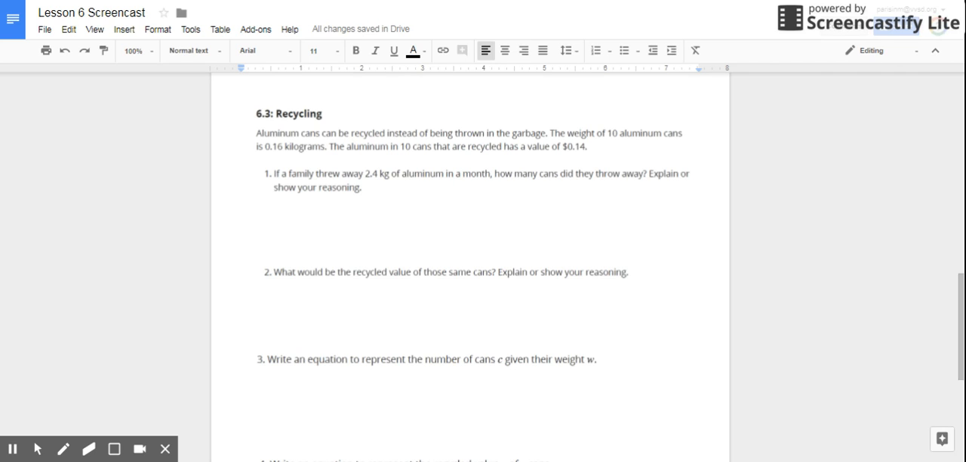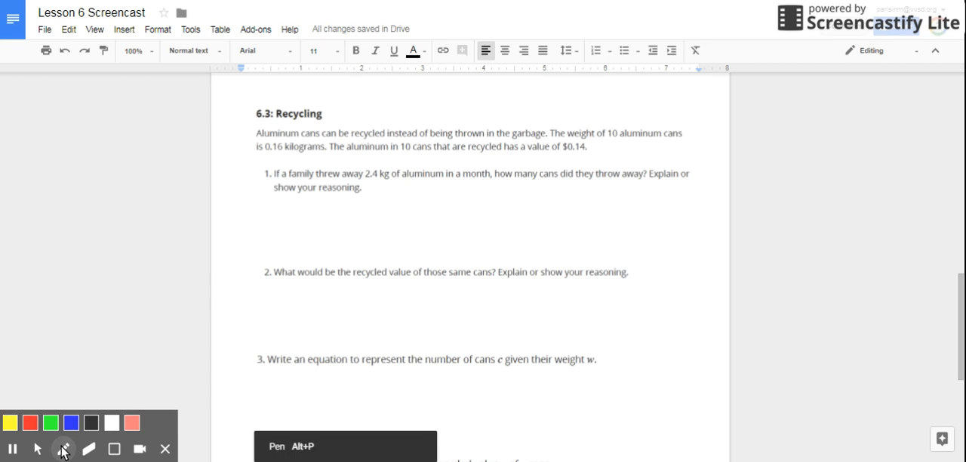So 6.3 is about recycling. It says aluminum cans can be recycled instead of being thrown in the garbage. The weight of 10 aluminum cans is 1/1600 of a kilogram. The aluminum in 10 cans that are recycled has a value of 14 cents. So question number 1: if a family threw away 2.4 kilograms of aluminum in a month, how many cans did they throw away? Explain or show your reasoning.